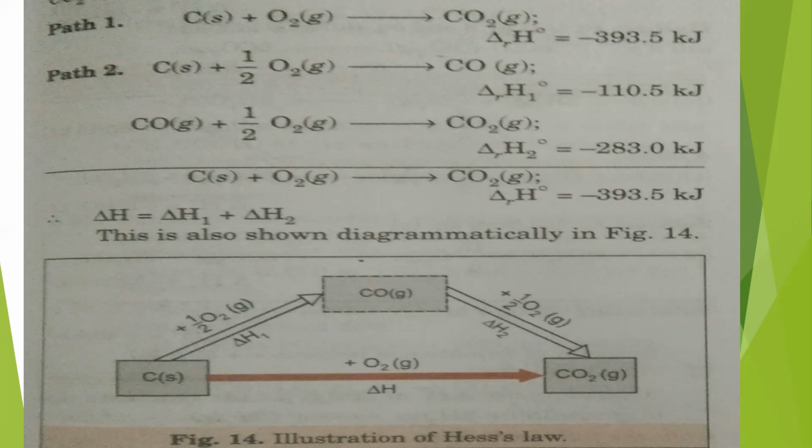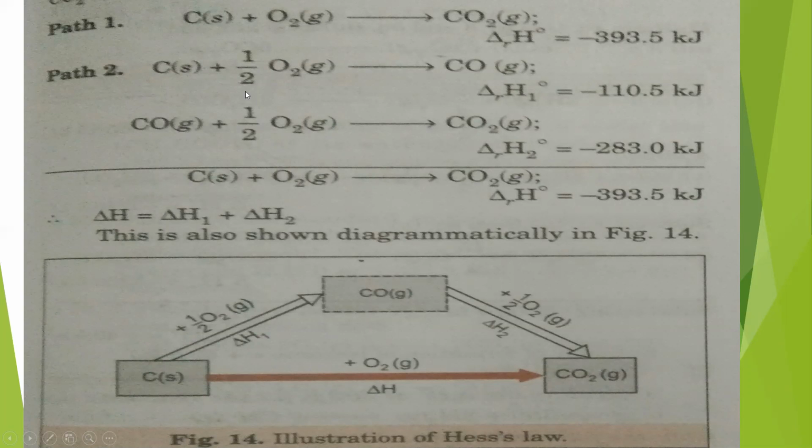In path 2, first the carbon reacts with an insufficient amount of oxygen, and we know that when there is insufficient oxygen, carbon monoxide gas is produced. In that case the reaction enthalpy is minus 110.5 kilojoule. Then this carbon monoxide reacts with oxygen and produces carbon dioxide, and in this case the change in enthalpy is minus 283.0 kilojoule. So if we add both these reactions, what will happen?